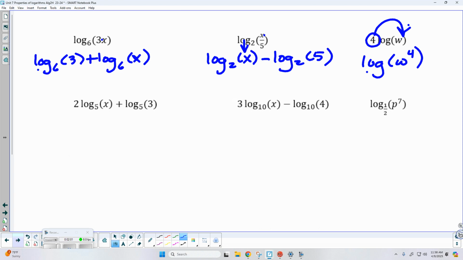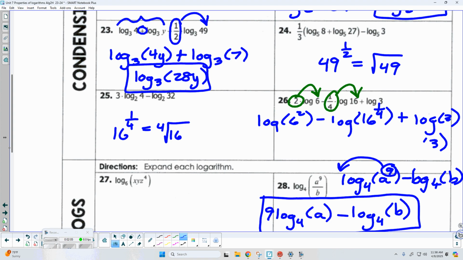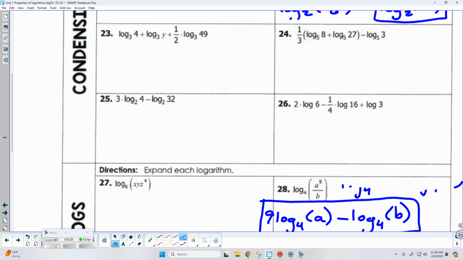Okay, so yesterday we went through these last ones here. Let's go back and do a couple of the ones that we didn't do. We did 26, right? Okay, let's try 24, because I don't think we worked that one. Just more practice with these properties. So I've got 1/3 times the quantity log base 5 of 8 plus log base 5 of 27, and then minus log base 5 of 3.